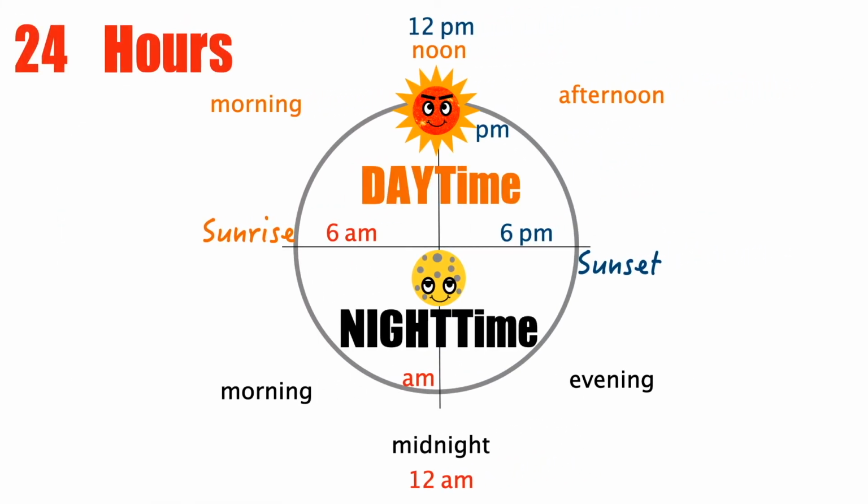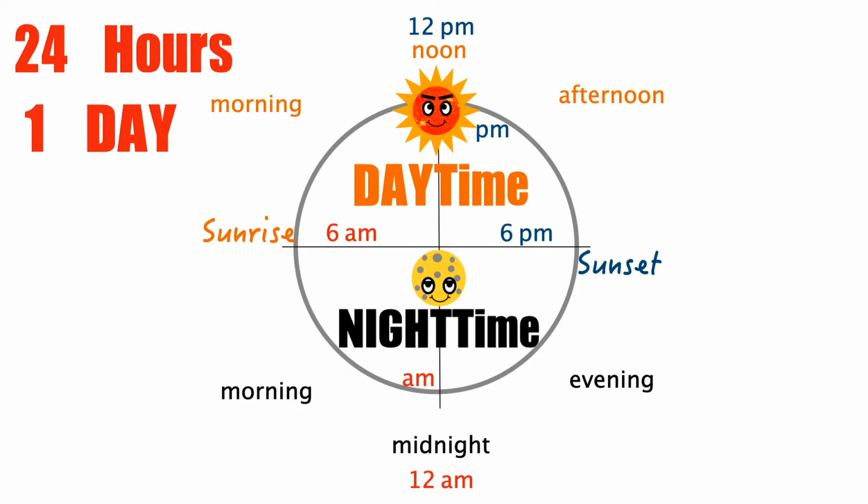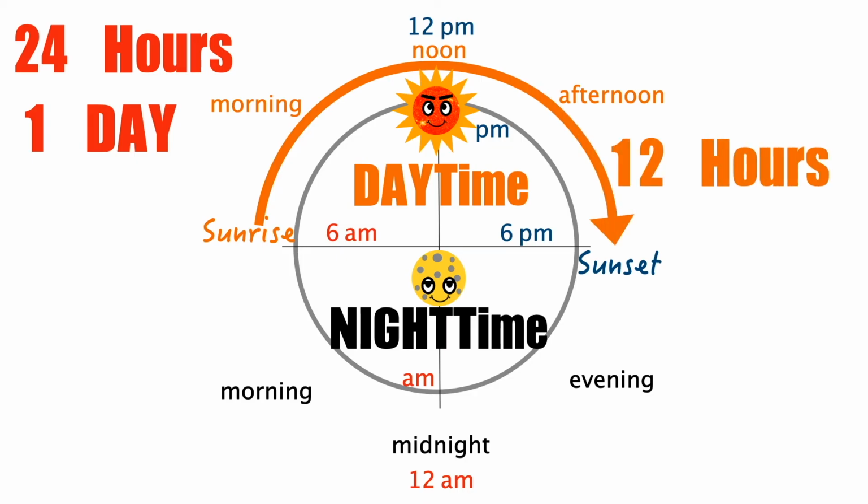There are 24 hours in a day. The day is divided into daytime and nighttime. Daytime is the period of the day with natural illumination from direct sunlight. Daytime is from sunrise to sunset, 12 hours. Noon is when the sun appears the highest in the sky, directly overhead.